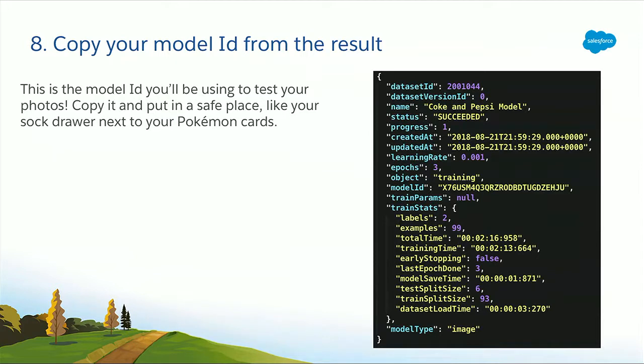So once you send that, you're going to get this back. This is going to be your response back from the training. And you might be saying, Phil, did we just upload a bunch of photos and train Einstein in just a few commands? We did. And now we have our model ID back from Salesforce, from Einstein. So this is really the important ID. This is the end result of all of our uploading and training.